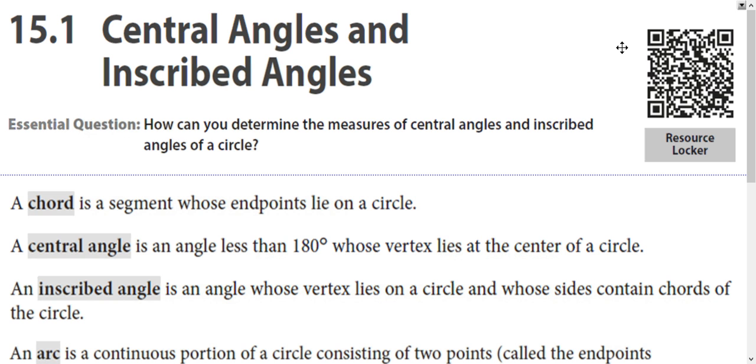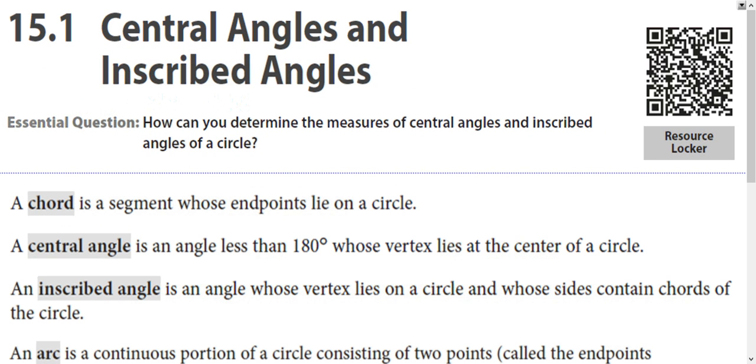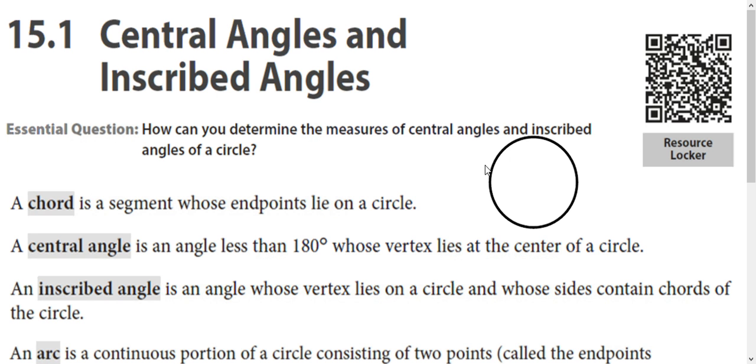So we're going to look at central angles and inscribed angles in a circle. A few quick vocabulary terms. A chord: if you have a circle, and within that circle you have a segment whose endpoints are on the circle, like that, it's just a line that goes from one side of the circle to the other. That's called a chord.